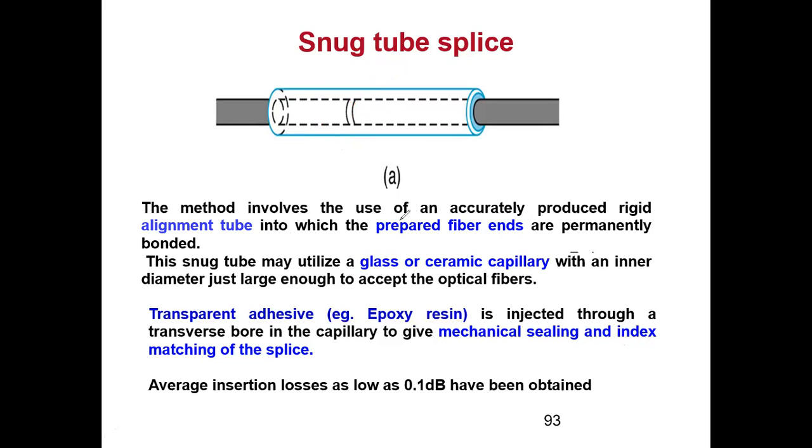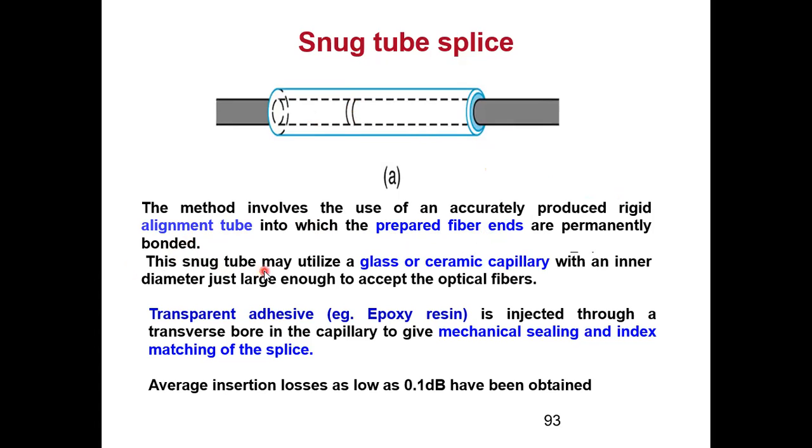So this method involves the use of an accurately produced rigid alignment tube into which the prepared fiber ends are inserted. Okay, so the fiber ends are prepared. How I have prepared the fiber end, we have seen already in fusion splicing. It is not that I take any fiber and just put it back in. No, I have to cut the fiber, clean the fiber, cut it with a 90-degree cutter, and then I will introduce the prepared fiber over here.